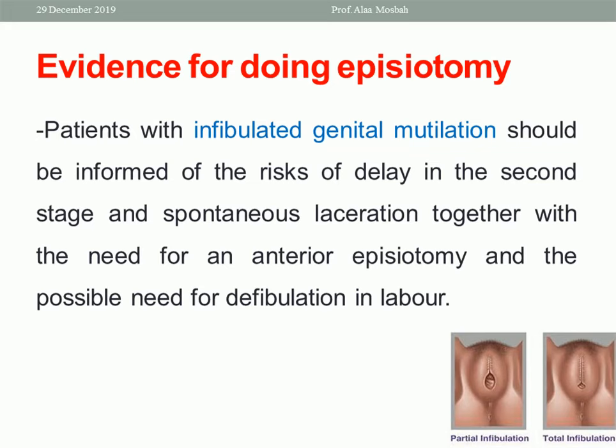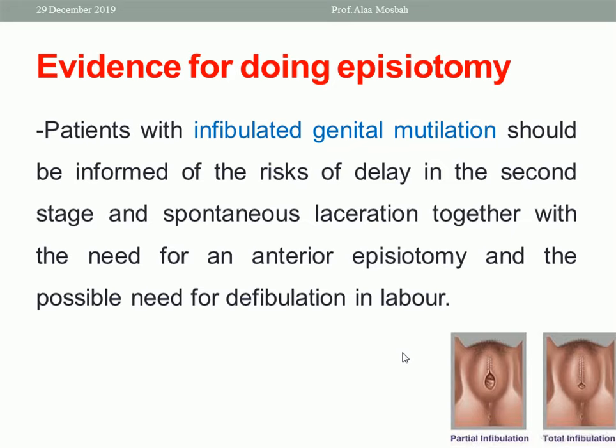As you see in this picture, this is the result of genital mutilation. We do anterior episiotomy by cutting this part. Okay? It's called anterior episiotomy. Of course, it is a rare type of episiotomy, but it may be needed in this case.